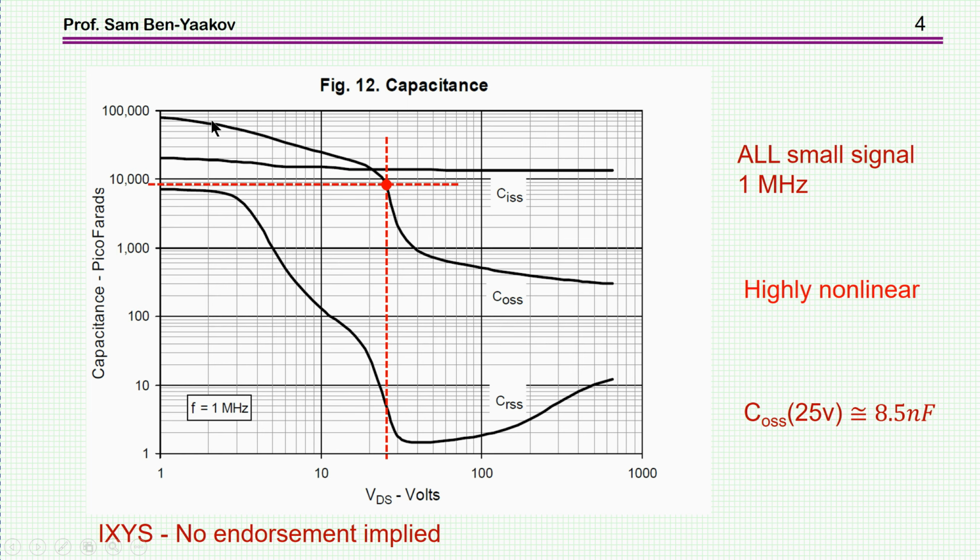Now, this capacitance is the so-called small signal capacitance. We'll talk about it in a minute. Let me just say that this is measured by perturbation at 1 megahertz. We see it's really highly nonlinear. And here is just an example. One point here is approximately 25 volts, and the value of this small signal capacitance is about 8.5 nanofarad. This is 1 nanofarad, 1000 picofarad, and 8.5 approximately from eyeballing here.